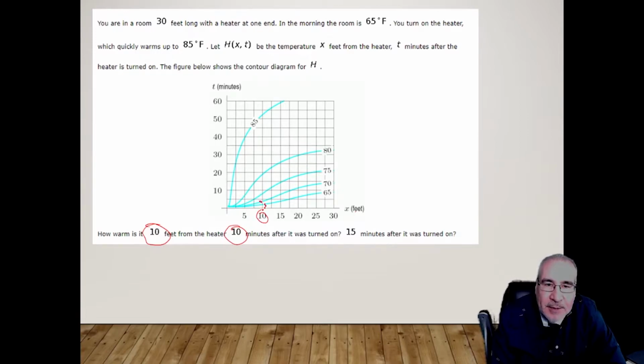Well, 10 feet, 10 minutes, that would be right here. Now the contour line is saying just below that is 75, right? We're a little bit above that, so we could estimate it to be about a degree more, maybe 76 degrees, because we're going from 75 to 80, and that looks like about 76. Okay, and you'll see in the solutions that's about what they do.